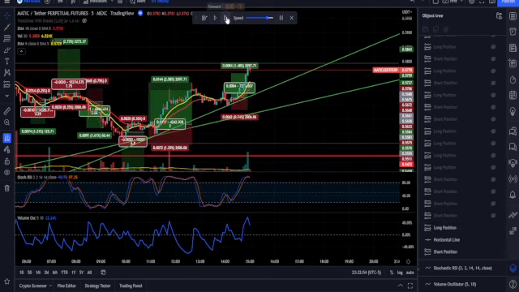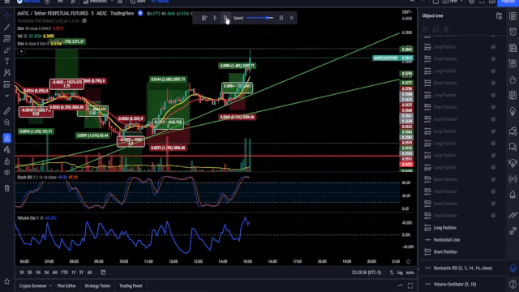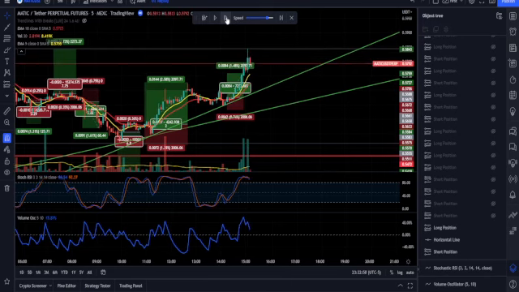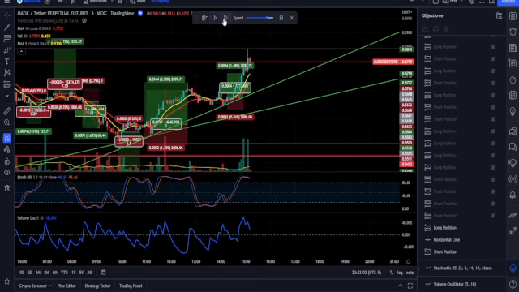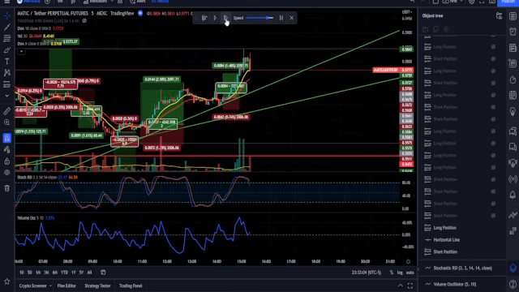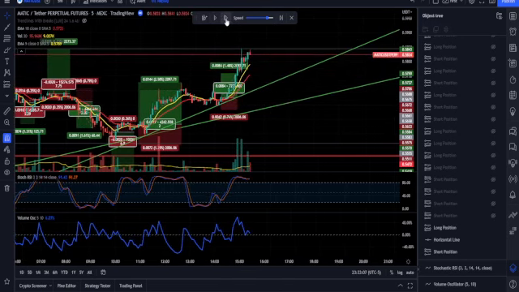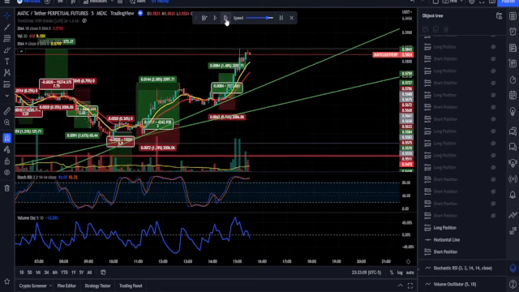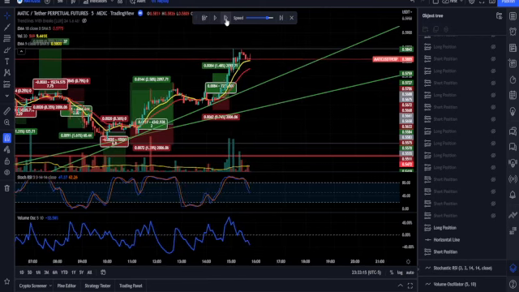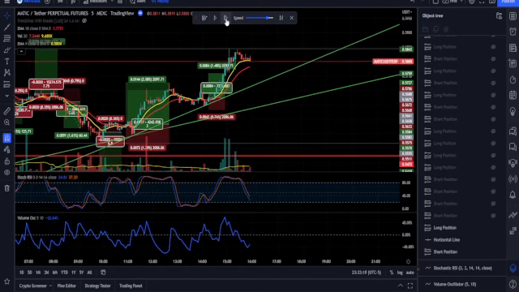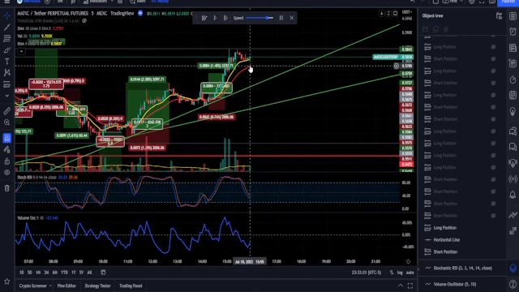Now then, let's look for our next setup. Alright. Here we go. Coming up. And we're starting to look down. Alright. Okay, this is starting to look like our next setup.